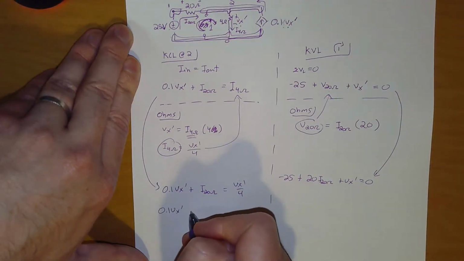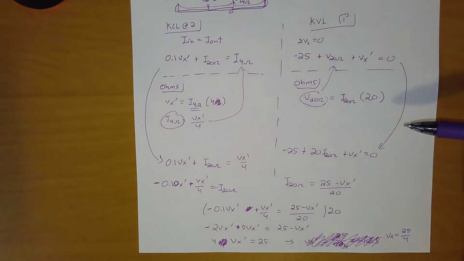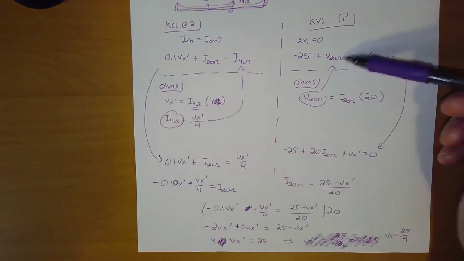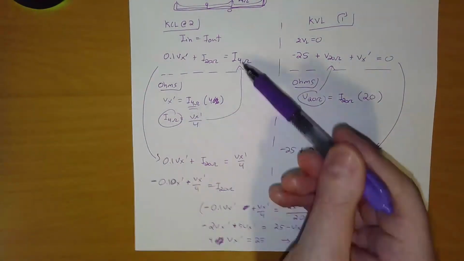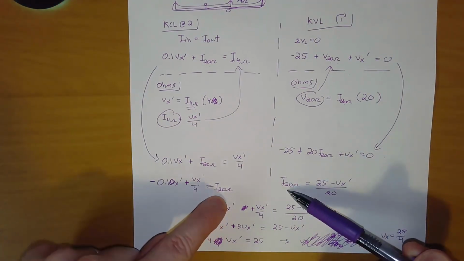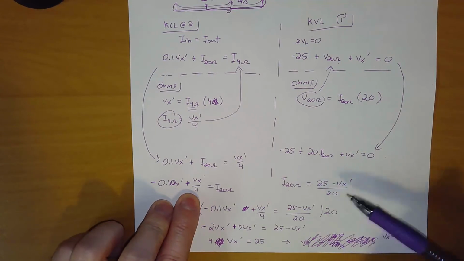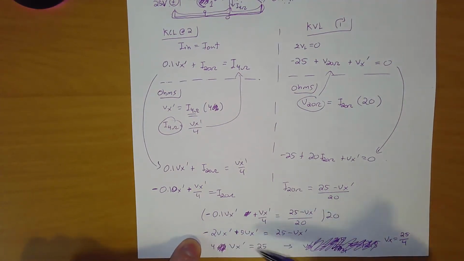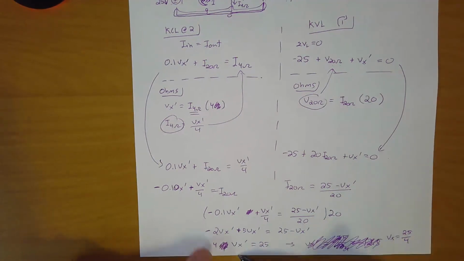You've already done the circuit part. So once you go through your algebra, we will plug in our V of 20 ohms, our I of 4 ohms. We'll get our equations here. We'll solve them both for I20, and then we'll say that this left-hand side equals this right-hand side. I'll multiply by 20 to get rid of our denominators, and you'll be left with a negative 2 plus 5 equals 25 minus 1 Vx prime. You'll do your algebra, and you'll find that Vx is 25 over 4. Sorry, Vx prime is 25 over 4.